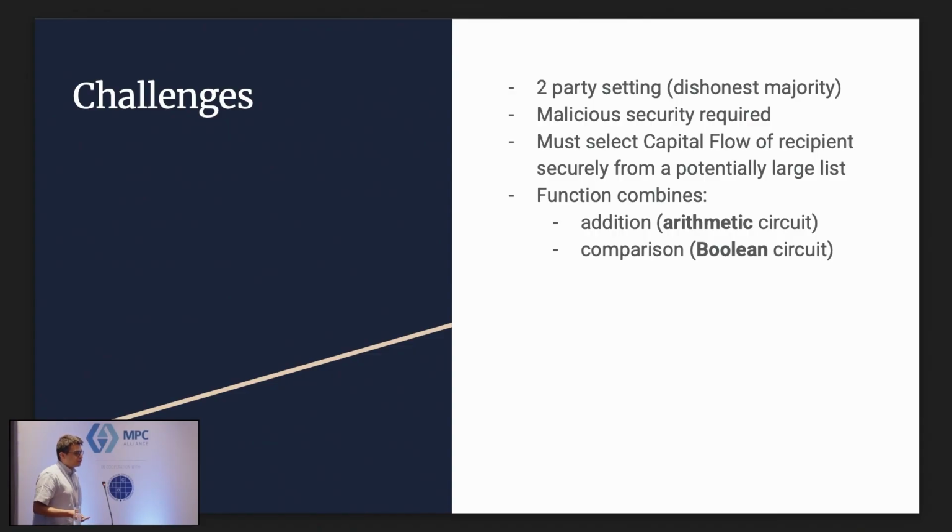L. To say a bit more about the setting, what we want now is a two-party protocol. So this is in the dishonest majority setting. We want malicious security. We want to make sure that nothing goes wrong if either of the parties were to deviate from the protocol. And the operation that we have to implement specifically is that of selecting obliviously from a list of aggregate capital flows, and then performing a couple of operations that have sort of conflicting native representations, addition and comparison.